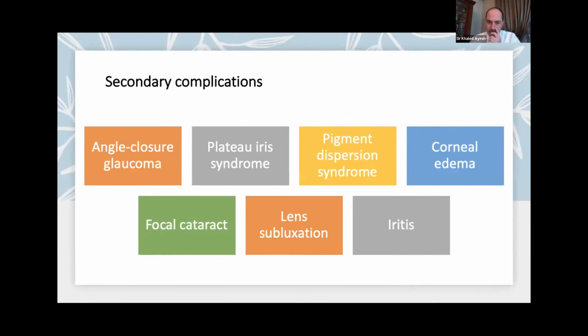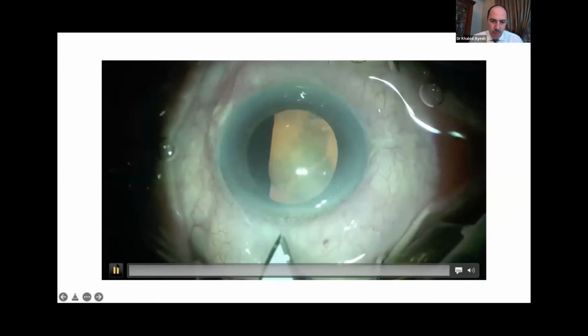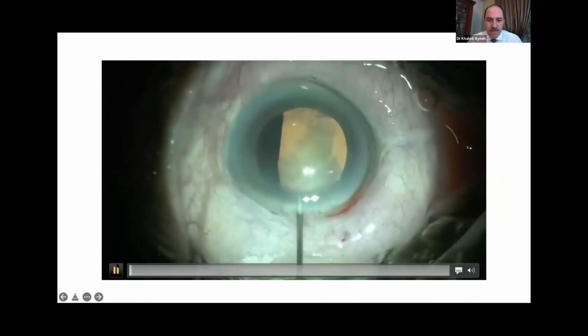The second step was to see what complications we could face with such lesions. These patients could have angle closure. His IOP was normal, though they could have a plateau iris syndrome, as our patient has. They could have a pigment dispersion syndrome, corneal edema, cataract, lens subluxation. We should keep this in mind when we plan for surgery. So we decided to do the surgery.